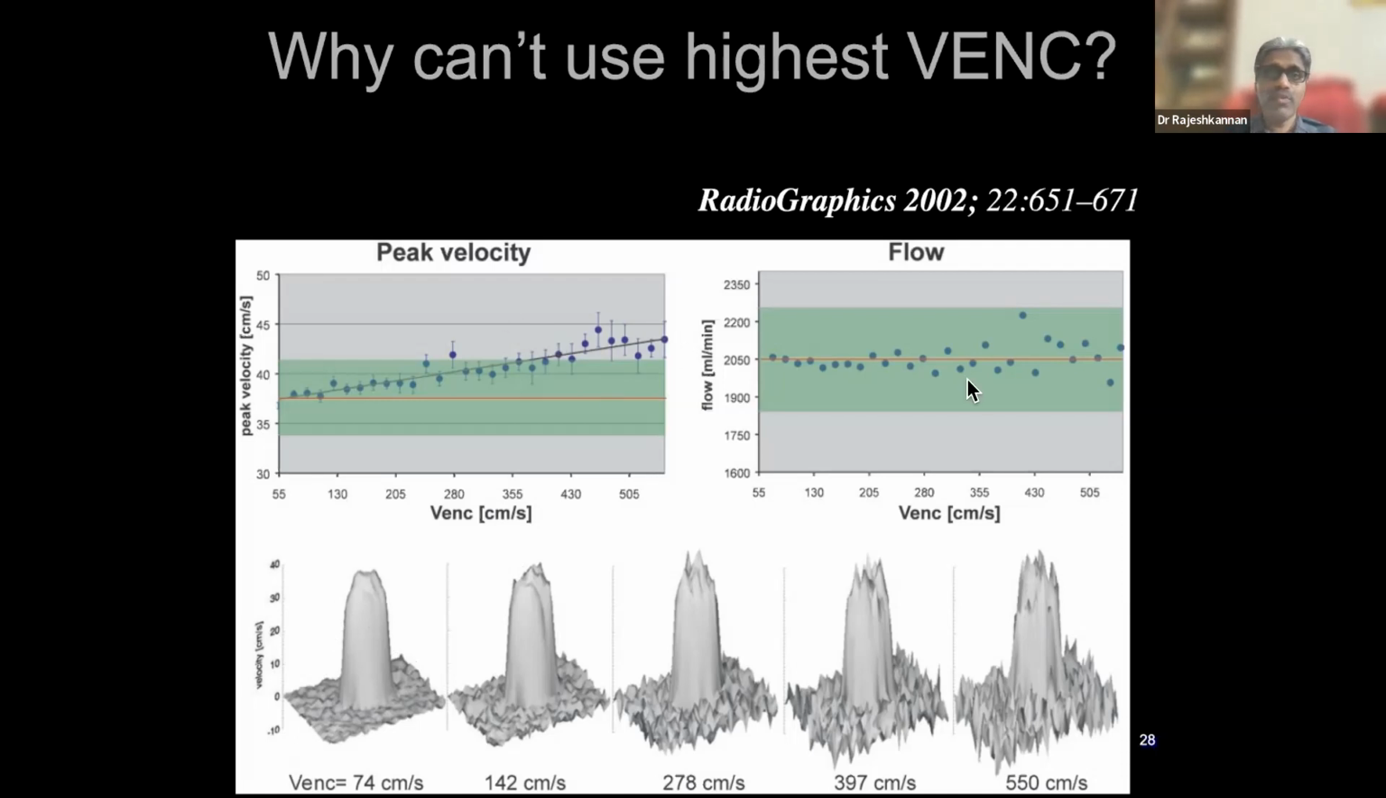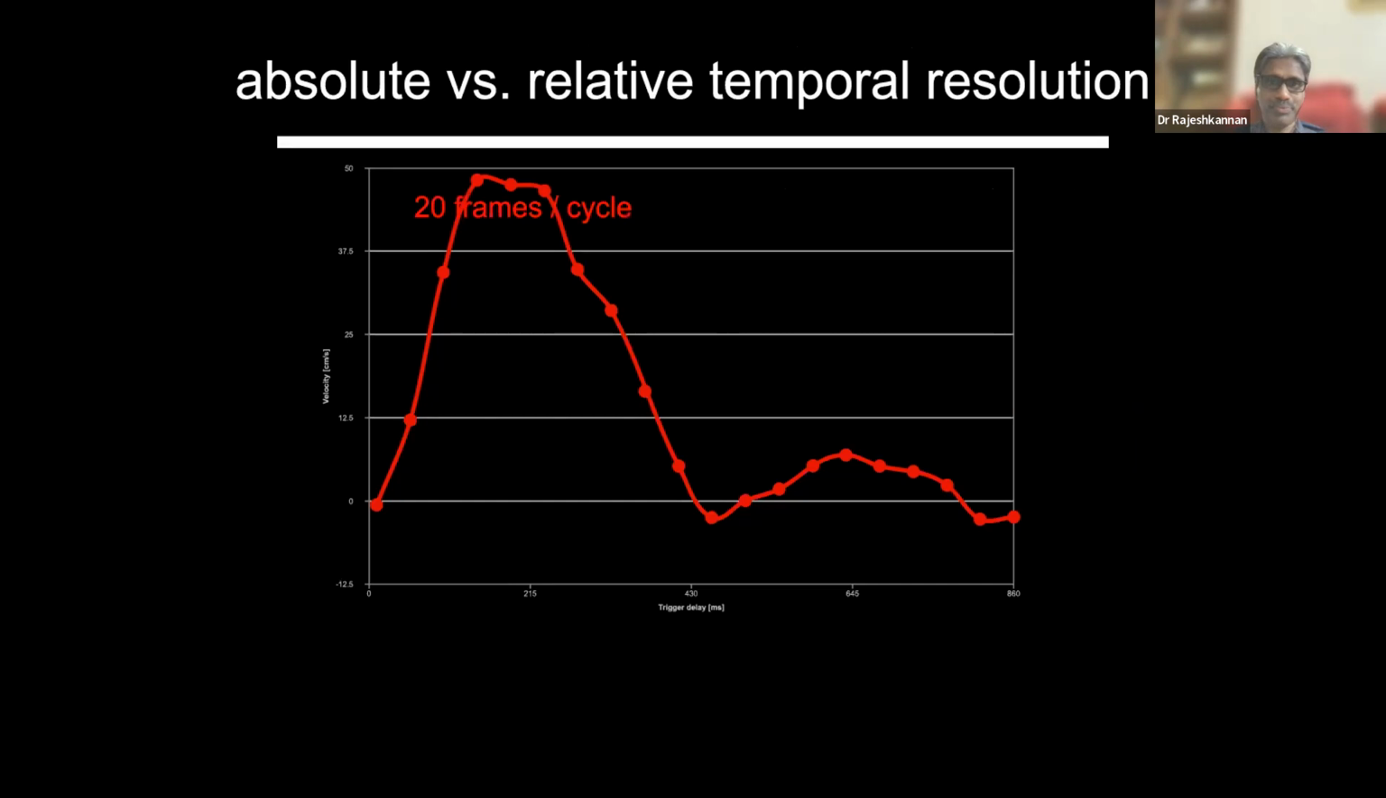Suppose you are not worried about the peak velocity, and you just want to know the blood flow, you can use a slightly higher Venc, and still you can get much better data with relatively minimal error, when you are looking at only the blood flow.